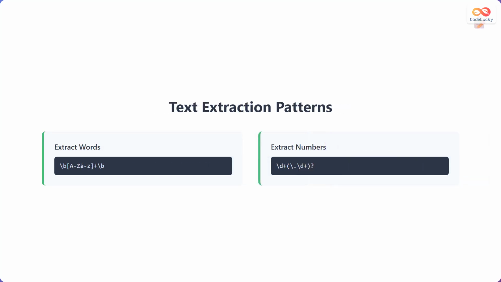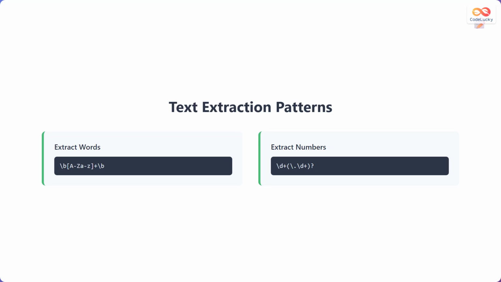Now let's explore text extraction patterns. Here are a couple of regular expressions for extracting text. The first one extracts words. This pattern extracts whole words consisting of letters only. The pattern is as follows: backslash, lowercase b, open square bracket, uppercase A to Z, lowercase a to z, close square bracket, plus symbol, backslash, lowercase b.